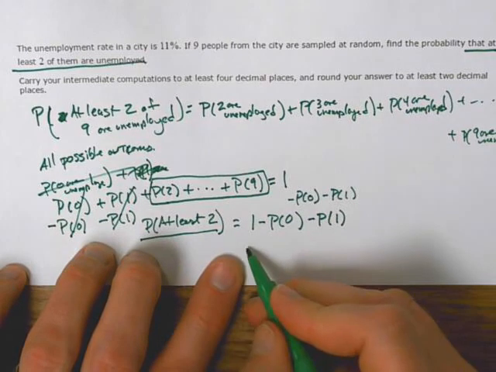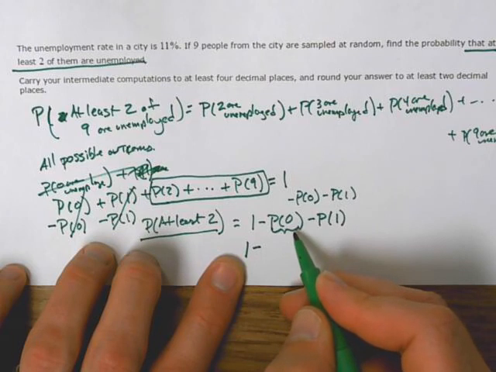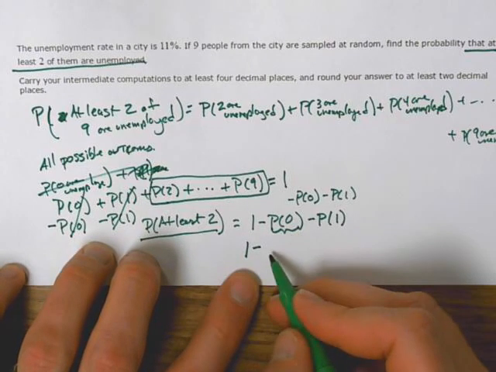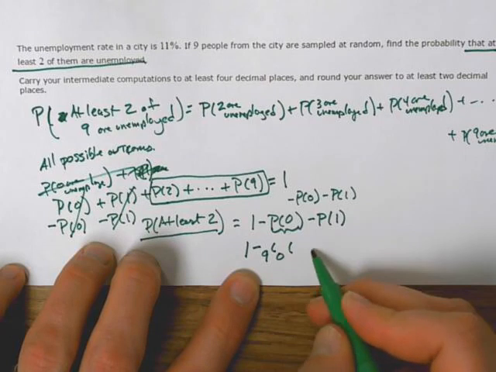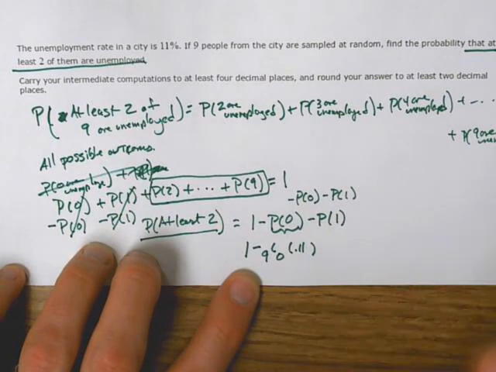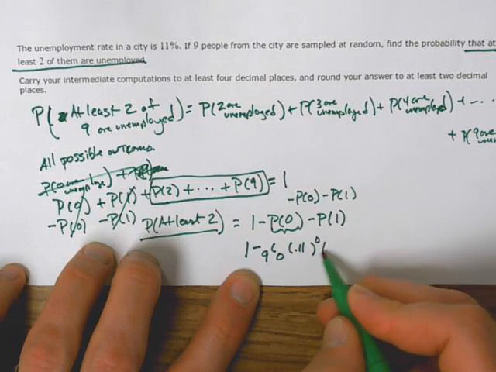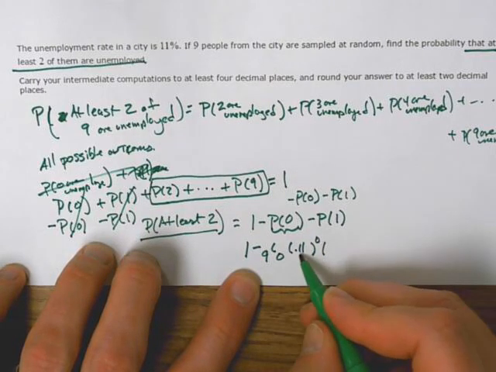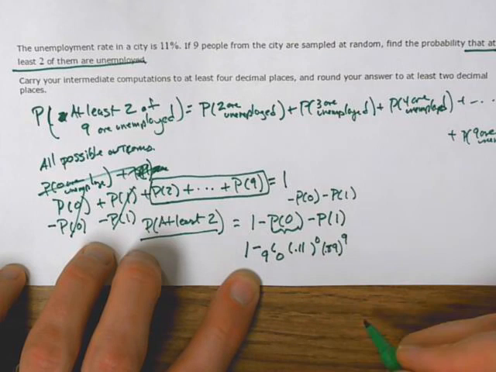So it's just going to be 1 minus. Now the probability of nobody being unemployed would be 9 choose 0, no successes. Now the probability of a person being unemployed is 0.11. So that's my probability of success, raised to the 0 power. And then the probability that somebody is employed would be 1 minus 0.11, which is 0.89. And I'd have to have all 9 of them there.